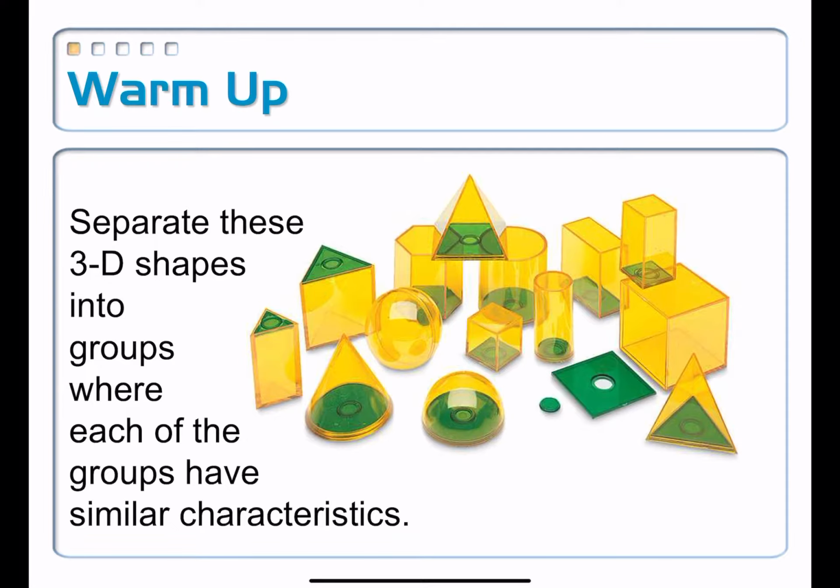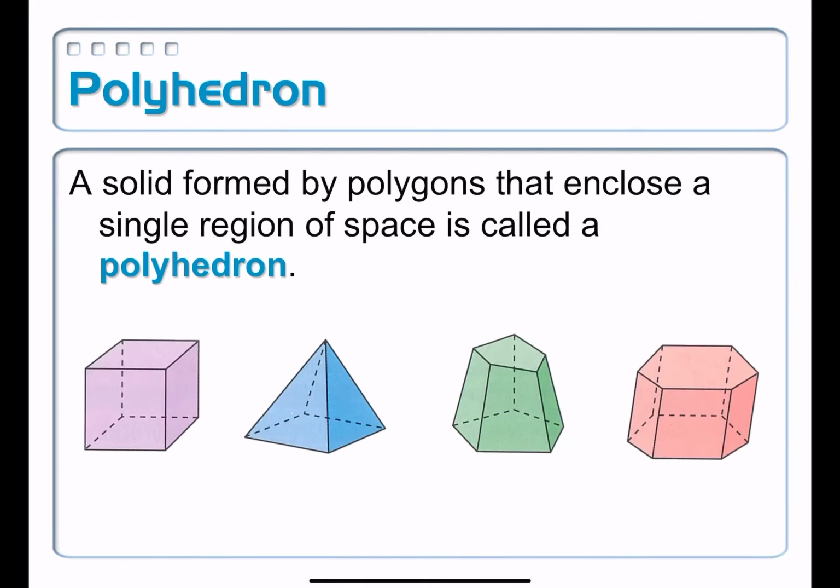When we looked at the warm-up activity and divided our three-dimensional figures into different categories, one of those categories was solids of revolution. Like this cylinder, this cone, hemisphere, and sphere, all of these had curved surfaces. All of the other ones, on the other hand, had flat surfaces, and each one of those surfaces was a polygon, which gives rise to this word, polyhedron. It takes its name, of course, from a polygon because it's a solid formed by polygons that enclose a single region of space.